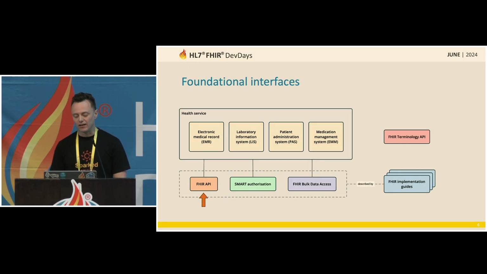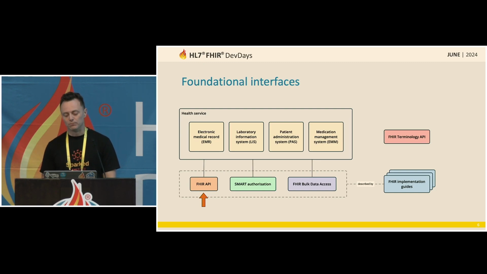The first is a FHIR API, which can be used for querying and retrieving FHIR resources. It can also support pub/sub models through FHIR subscriptions. The second is the Smart Authorization endpoint. This interface is responsible for issuing tokens that can be used to access the other endpoints.